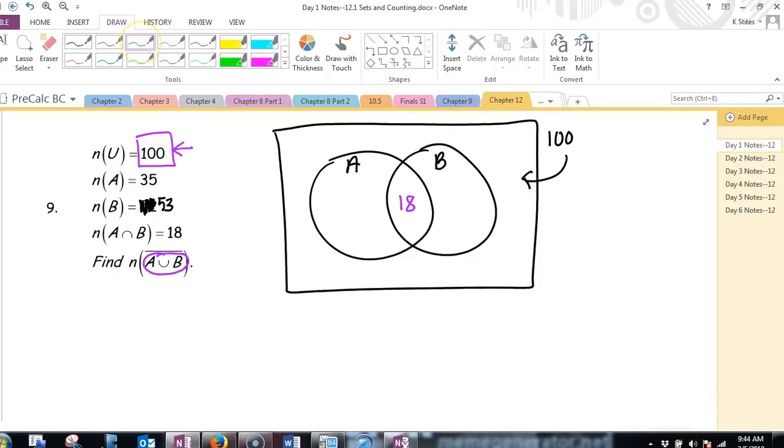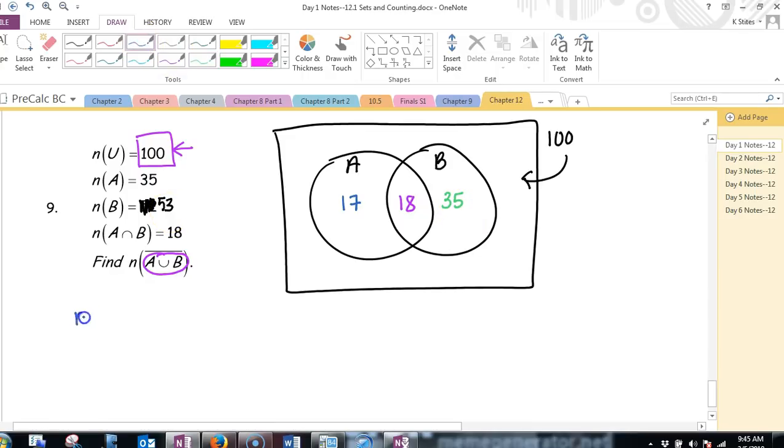Okay, so again, if you want to use the Venn diagram, you know that there are 18 where they overlap, but there are 35 total in set A. So 35 minus 18 gives you 17 that are left in this non-overlap part. And then in B, we have 53 total items, but 18 of them are in the overlap. 53 minus 18 gives you 35 that are left in this part. Just go ahead and check. 17 plus 18 is 35. Yes. 18 plus 35 is 53. Yes, we are all good.